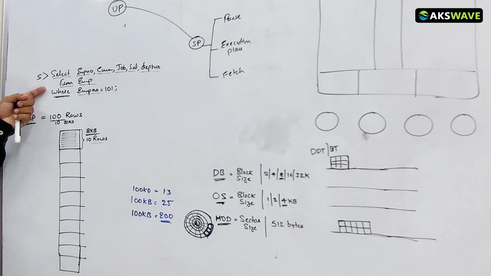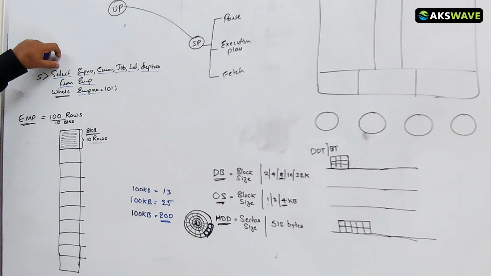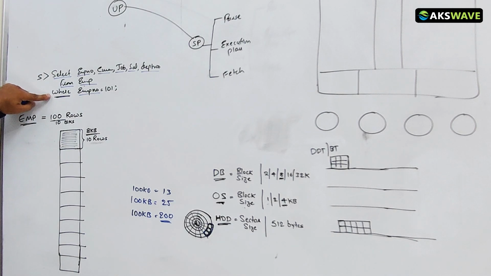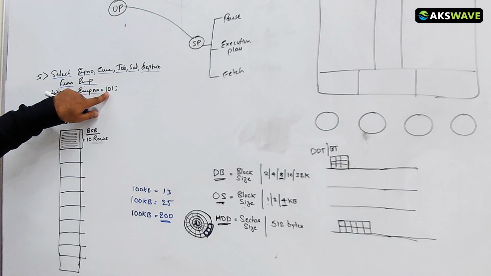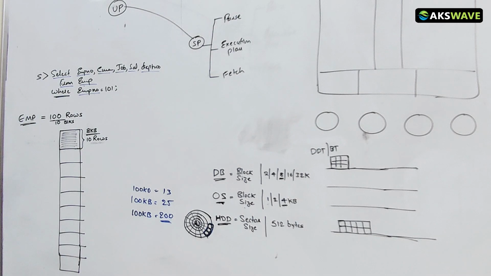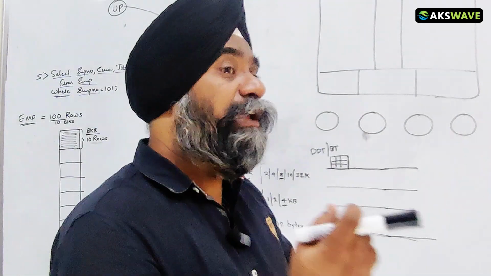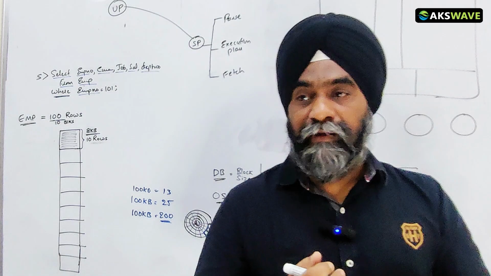Right? Now come back to the query. Query still in the same place. Now let's look at the query. How many rows are you expecting from this query at the end? Where employee number equals 101. How many rows are you expecting in return?